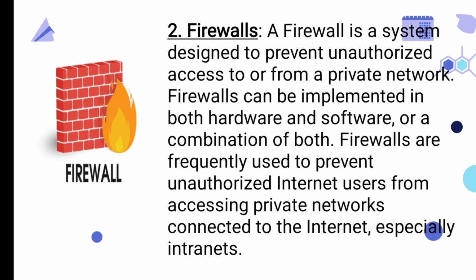Second is firewall. A firewall is a system designed to prevent unauthorized access to or from a private network. A firewall can be implemented in hardware, software, or a combination of both. Firewalls are frequently used to prevent unauthorized internet users from accessing private networks connected to the internet, especially intranets. All messages entering or leaving the intranet pass through the firewall, which examines each message and blocks those that do not meet the specified security criteria. A firewall can provide some protection from online intrusions.